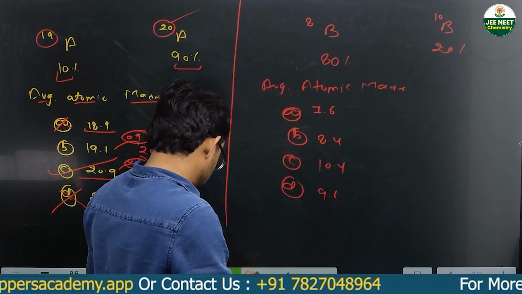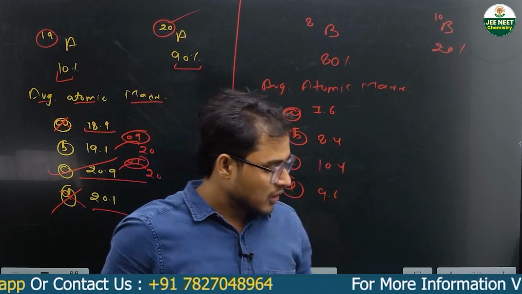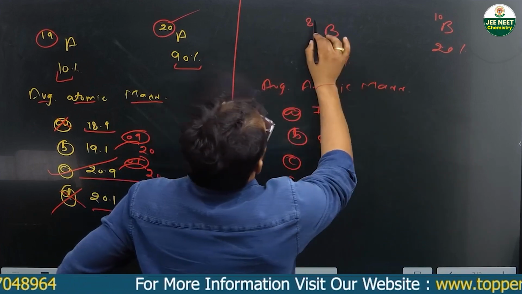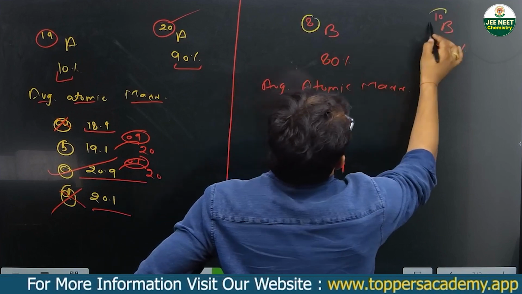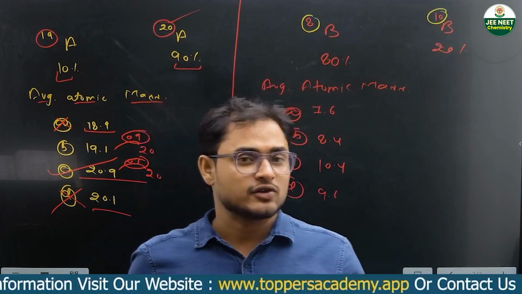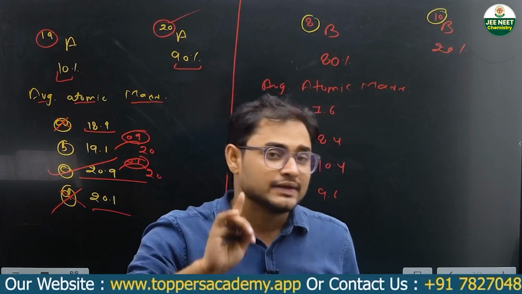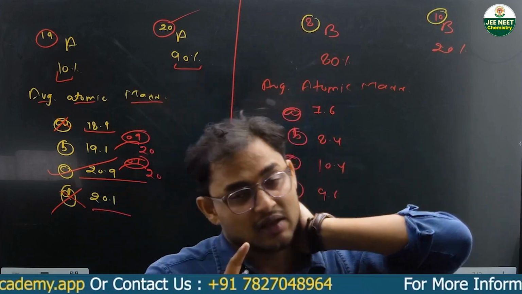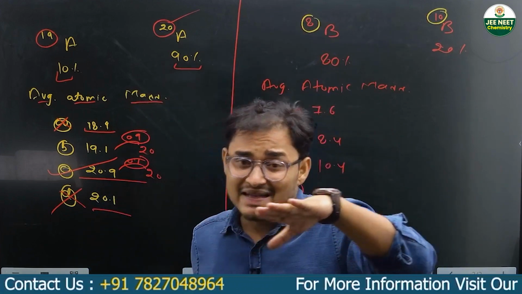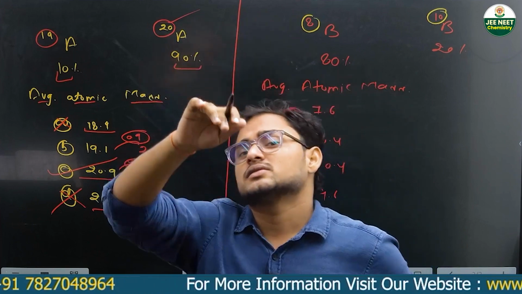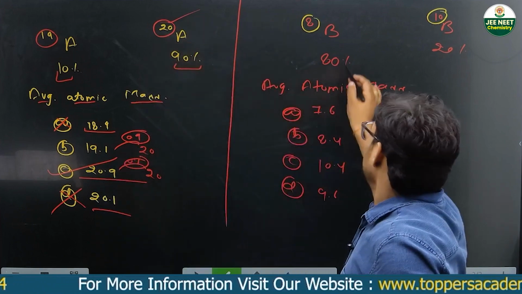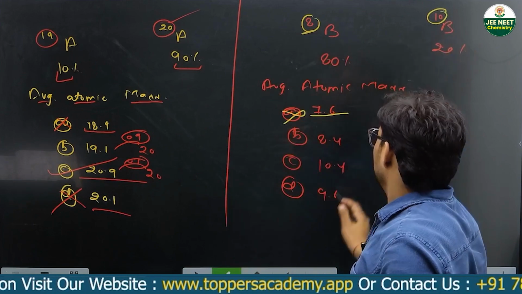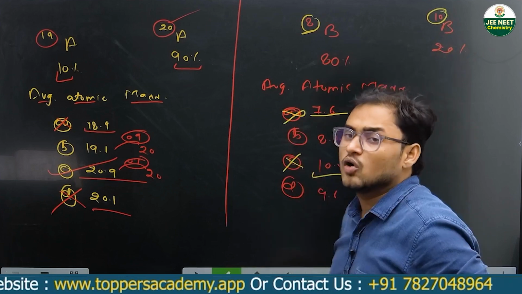Now I will solve this question by using the trick, not the formula, my dear students. I am not going to use the formula. See, we have the atomic mass of 8 and the atomic mass of 10, and we have to find the average atomic mass. As I have told you, the average atomic mass will be in between 8 and 10. It cannot be less than 8, it cannot be higher than 10. If it is less than 8 or higher than 10, those options are wrong. So 7.6 is less than 8, and 10.4 is higher than 10, that means wrong options.